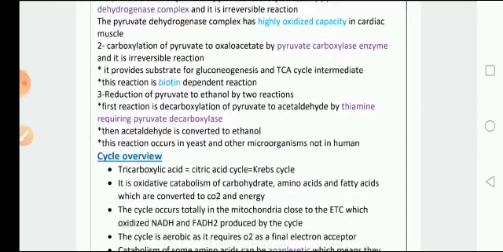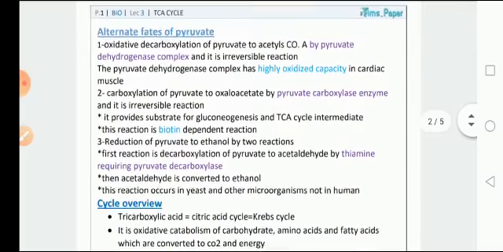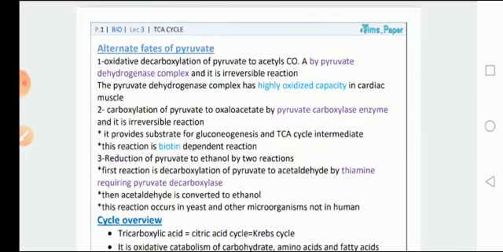Then, the second alternative fate would be the carboxylation of pyruvate to oxaloacetate. Carboxylation is the opposite of decarboxylation. So here we are going to add a carbon atom to pyruvate to give me a 4 carbon atom product, which is oxaloacetate.